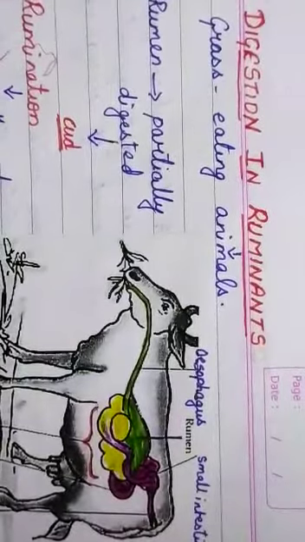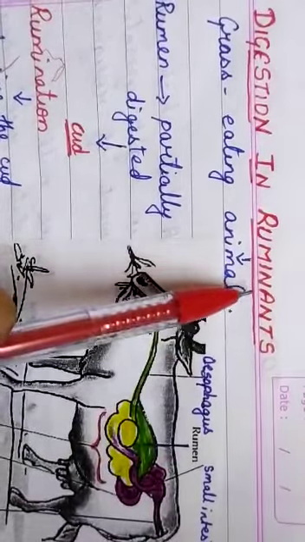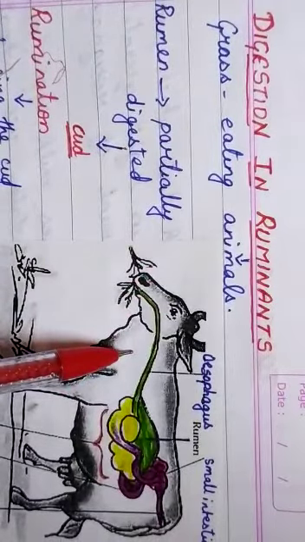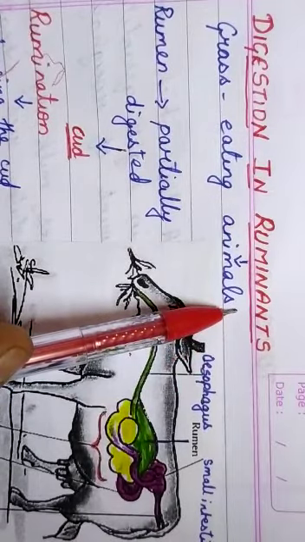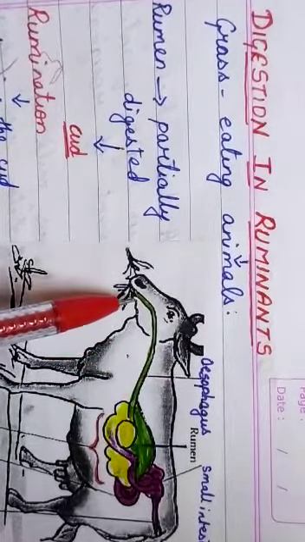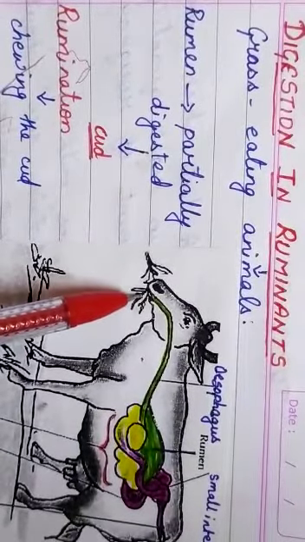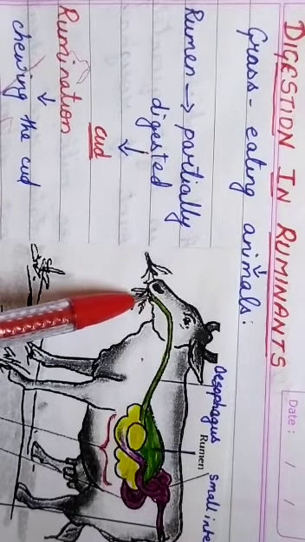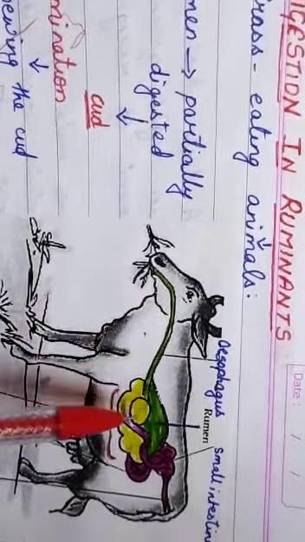Now we come to digestion in ruminants. Okay. Now what are ruminants? Ruminants means the grass eating animals, like cows, buffaloes, sheep, horses. All these grass eating animals are called ruminants. Okay. Now you all must have seen the cow. What does the cow do? You all have seen that the cow first eats the grass. Okay. This also you have studied in the previous classes. It is called chewing the cud. What does it do? It eats the grass and then it takes the grass to its stomach.